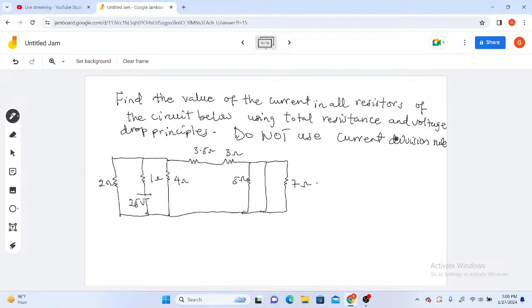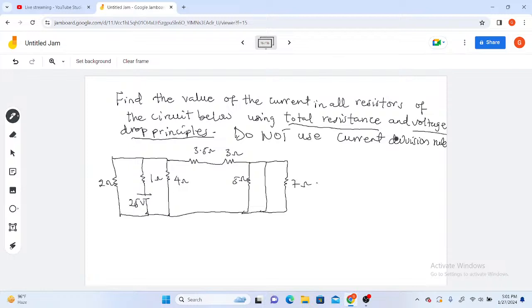So the problem is find the value of the current in all the resistors. Here, here, here, here, here, here, here. But you shouldn't use current division rule. Instead, you have to use total resistance, so total resistance and voltage drop principles. Please watch closely as I take you through this and listen attentively. So, as the question says, we shouldn't use current division rule, but instead total resistance. The first thing is to find our effective circuit as well as the effective resistance.